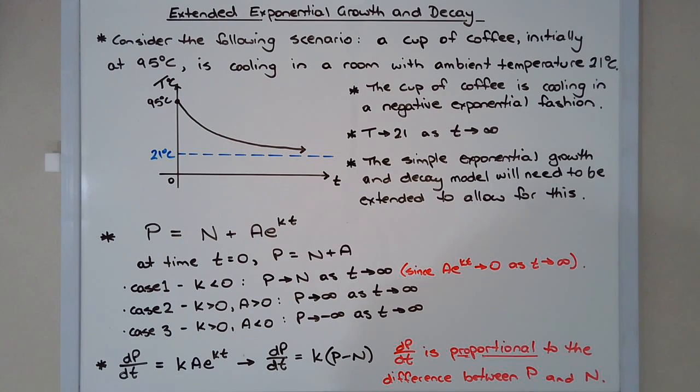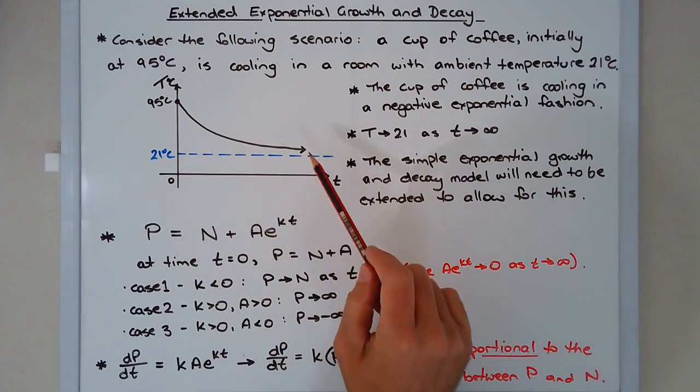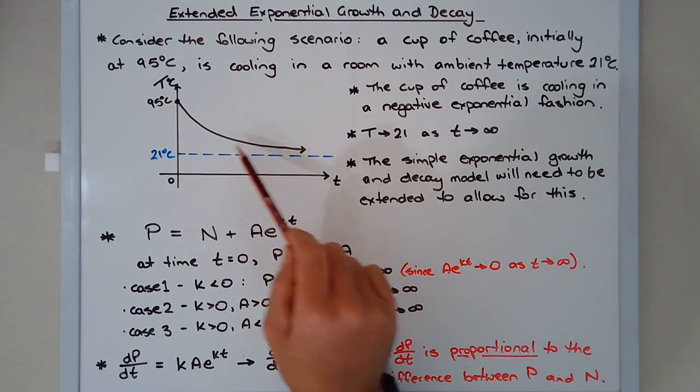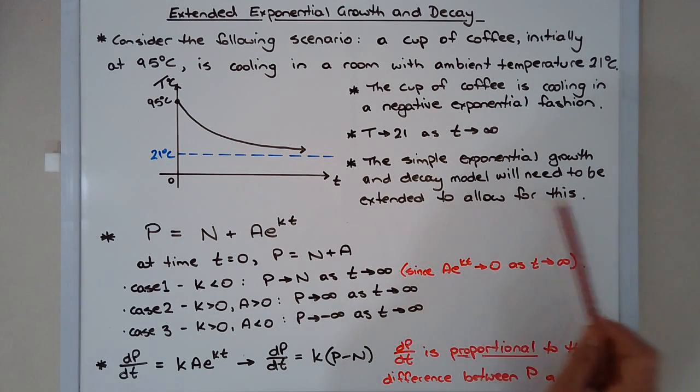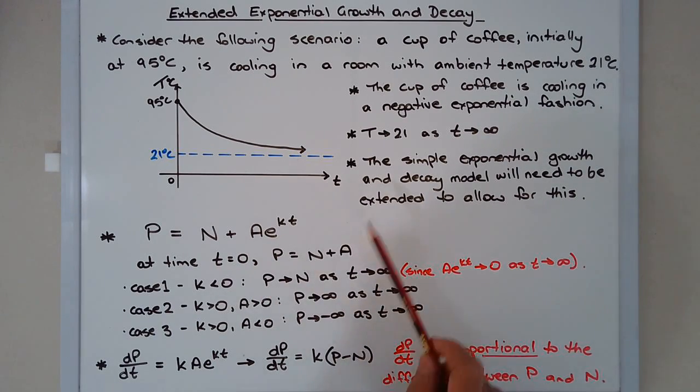Now, we know that in reality, there are other factors at play, and the temperature of the coffee may in fact dip below 21 degrees. So we're just talking in theory here at this point that the temperature of the coffee will never reach 21 degrees, but will get ever so close to it. Now, the simple exponential growth and decay model will need to be extended to allow for this. So the formula P equals A multiplied by e to the power of kt is not sufficient to model a situation like this.